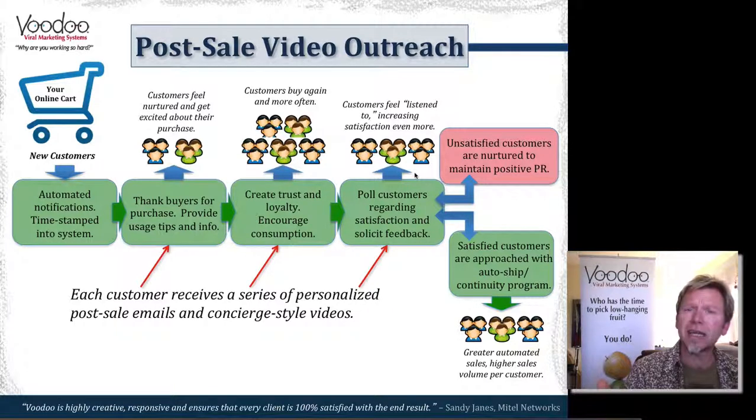If you know someone's unsatisfied, you can nurture them to improve your relationship with them. If you know they're satisfied, you can approach them with all kinds of different programs. Perhaps it's an auto ship or continuity program. Perhaps you want to reach out to them at that stage and encourage them to like you on Facebook or engage with you on Twitter, follow you. Those are the times to do it.